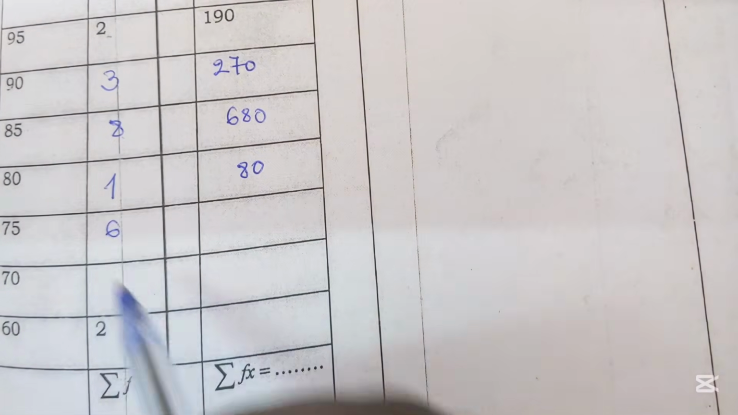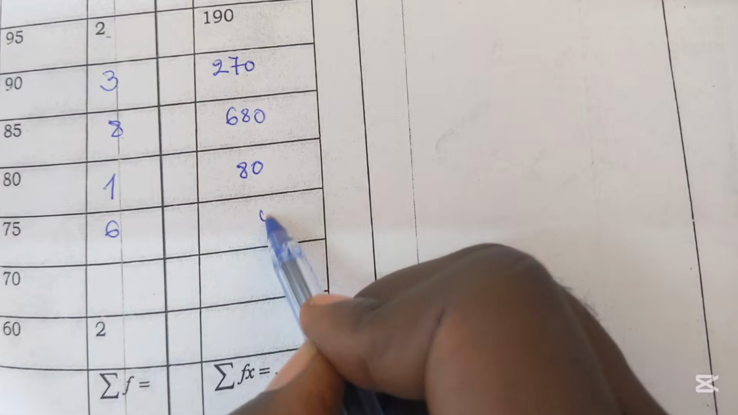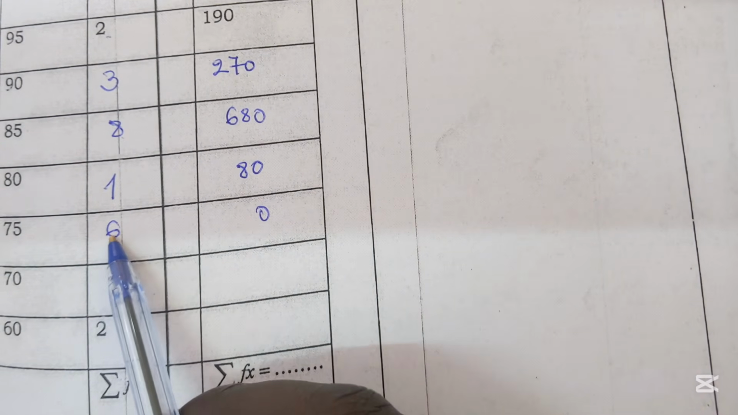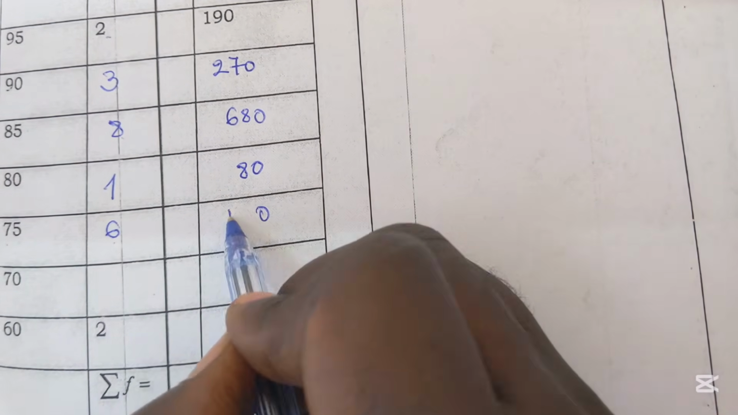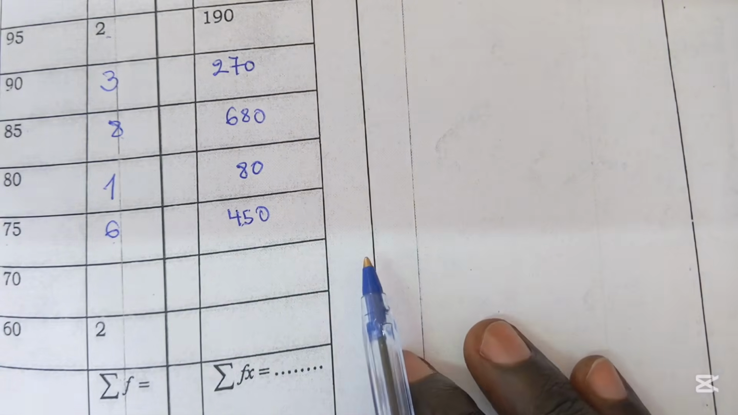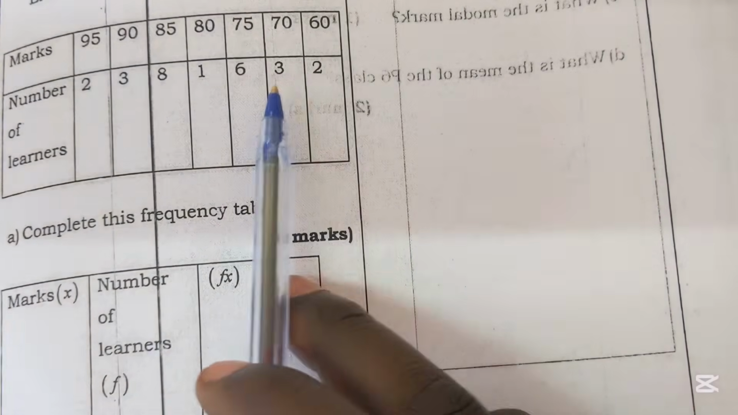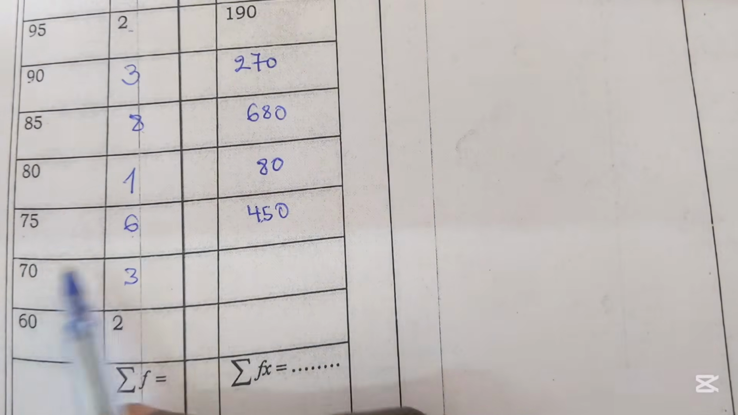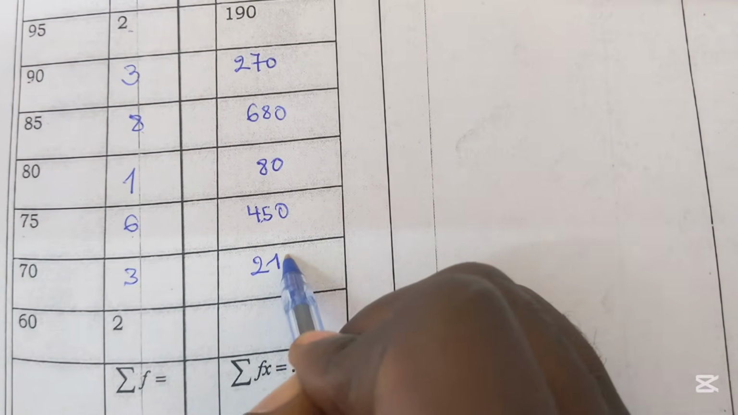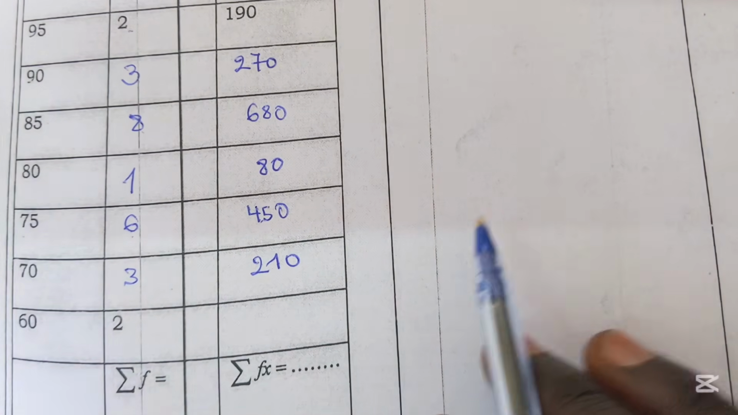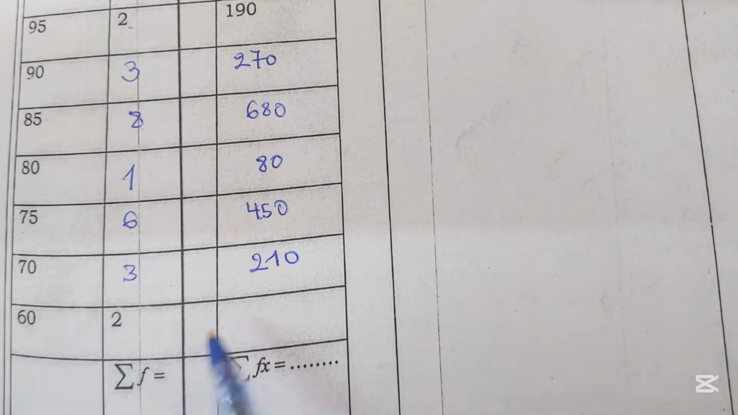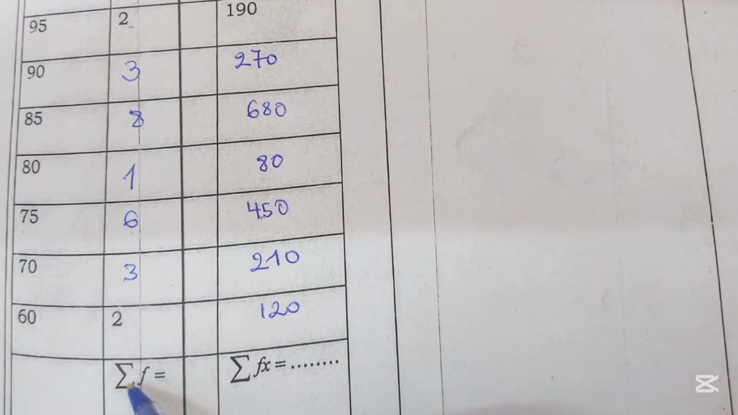Take 6. 6 times 5 equals 30, write 30 aside, and then 6 times 7, 42, 450. Those who got 70, there are 3. So that here we take 3 here. 70 times 3 is equal to 220, whereas 60 times 2, there are 120. F means number of students or number of learners.